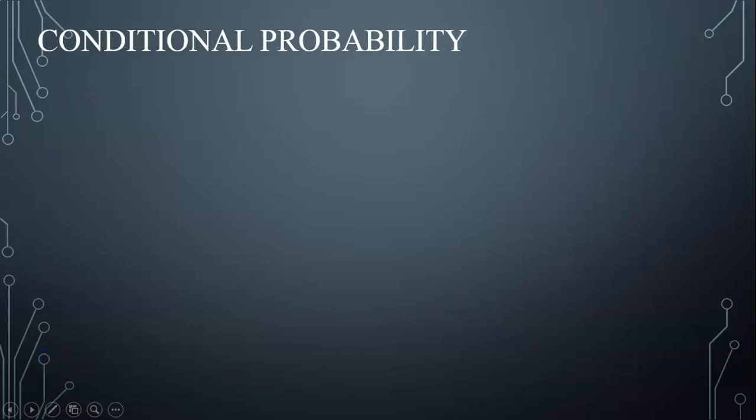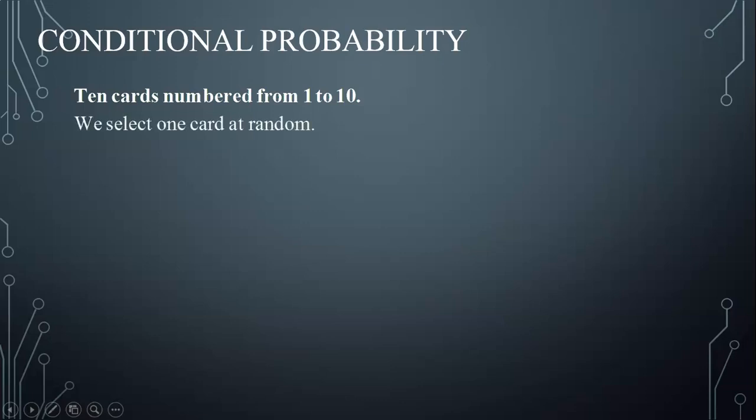What is conditional probability? If we have 10 cards numbered from 1 to 10, out of which we select one card at random, the sample space of this random experiment would consist of the set U containing the numbers from 1 to 10. Now, if we define the event A consisting of obtaining an even number, in the sample space, the even outcomes are 2, 4, 6, 8, and 10.